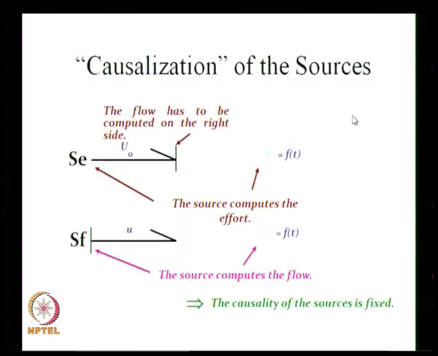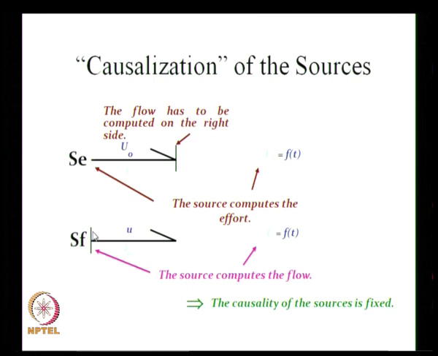So here is the explanation for causalization of the sources. Now we have this SE and SF. SE is the source effort and SF is the source flow. So the flow has to be computed on the right side because effort is coming here. So we need to calculate what F is. So F is calculated based on the effort coming here. F is equal to a function of the effort.